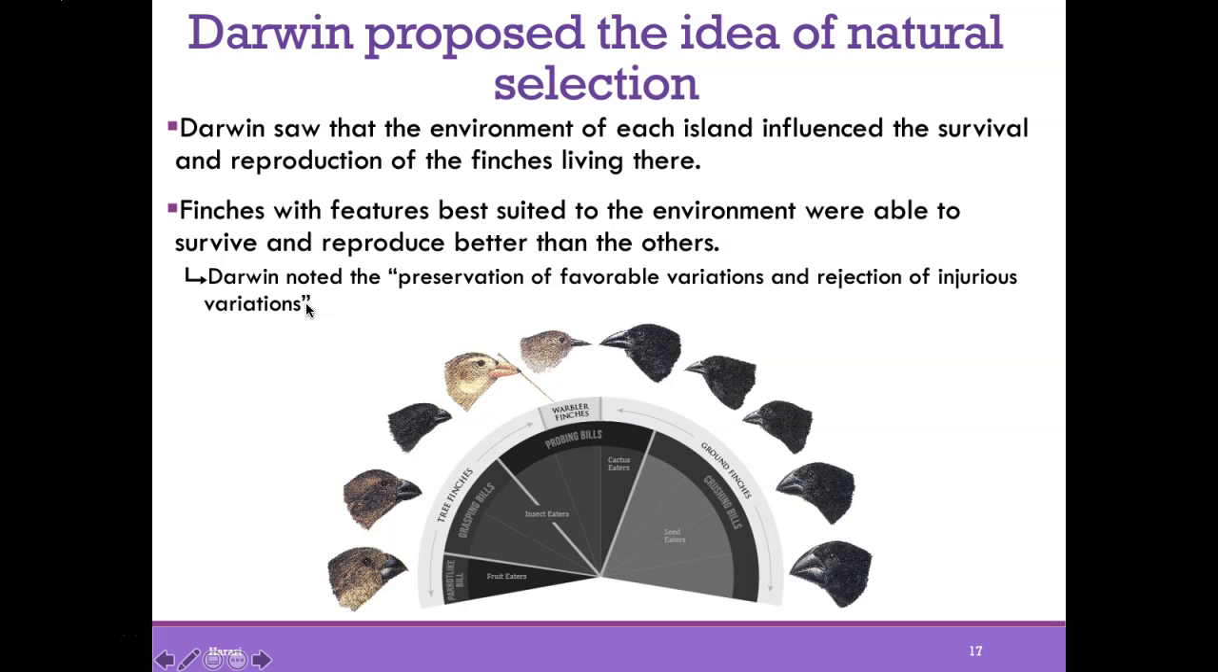So, for example, on islands that had a lot of seeds, he saw that the finches had crushing bills that can actually crush the seeds. Whereas other islands that had more fruit, they had more parrot-like bills, parrot-like beaks. So again, this is just a difference in the natural environment that selected which finch would be able to survive and reproduce better than others. So let's watch another video to summarize Darwin's discoveries based on his finches.